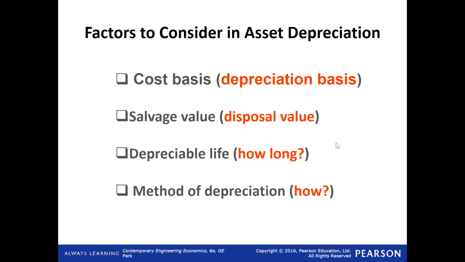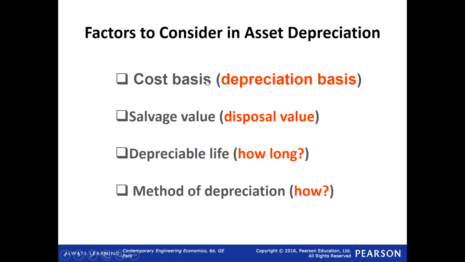Now, what are the factors to consider in asset depreciation, right? This is what we call the process of depreciating an asset, right? It requires that we understand some very basic terminologies, right? This is very important. First part, which we call the cost of the asset which we are going to depreciate, or we call it the cost basis, right? This is what we need for depreciation purposes, right? We need to have the cost basis.